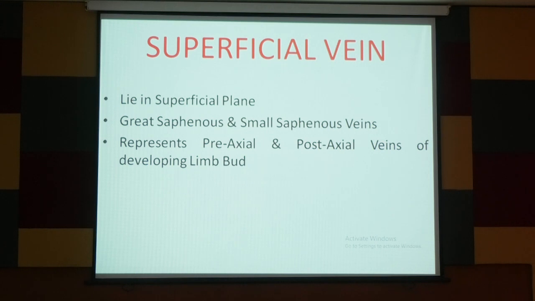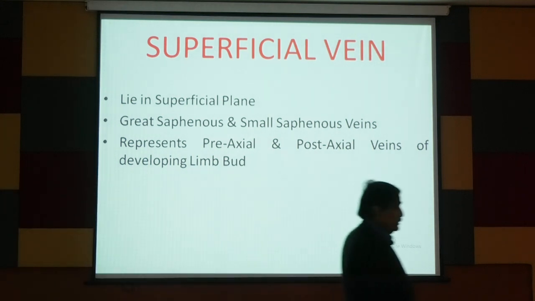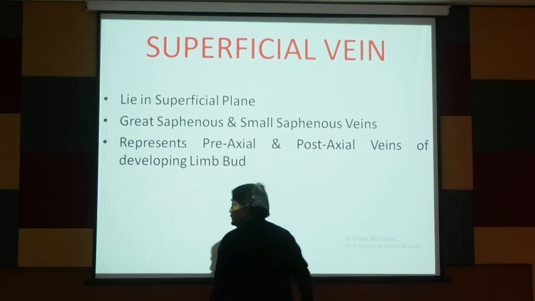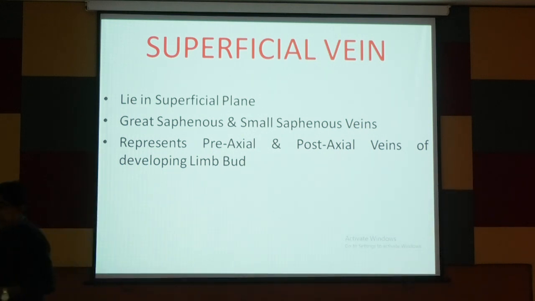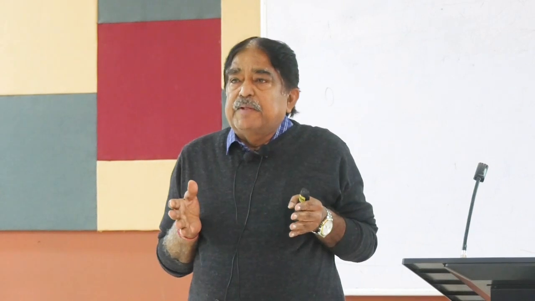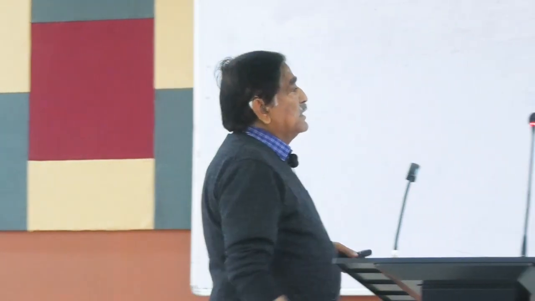When you read embryology, in embryogenesis you will see in your embryology book that the two limbs are protruding, and over there the preaxial and postaxial veins develop in the limb buds.